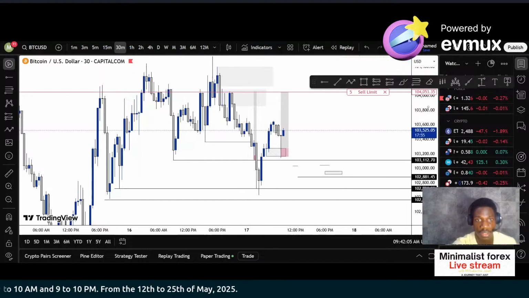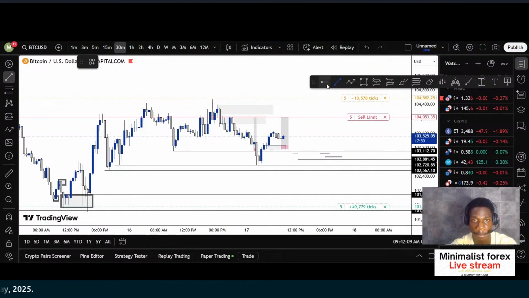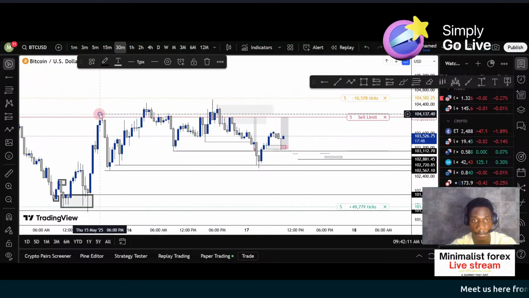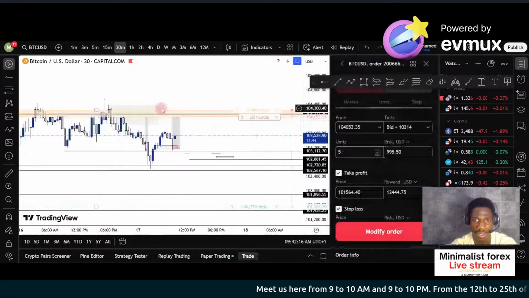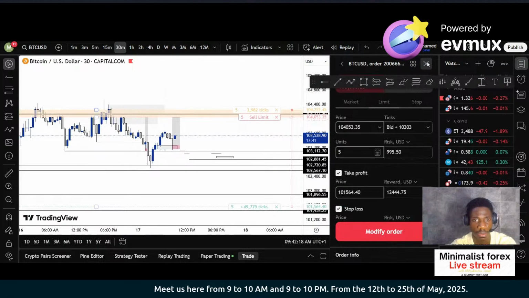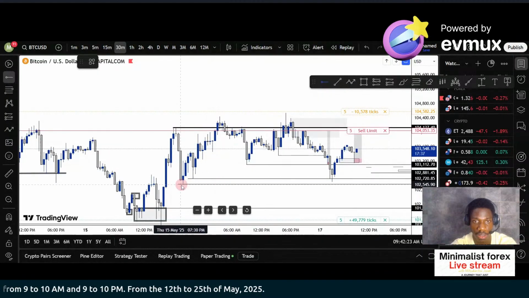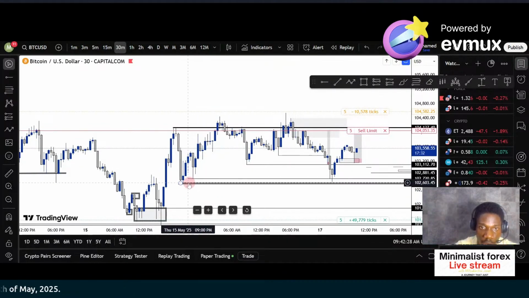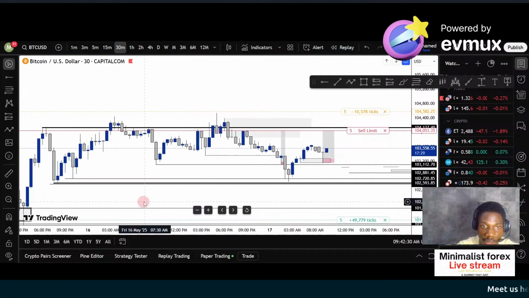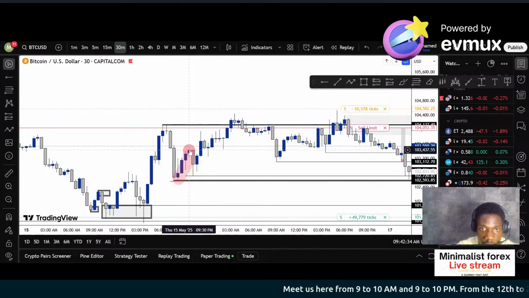Because why did price do that? The same example, the same scenario I was giving. There's a high here. My chart is so cluttered. There's a high here and there's a low here, right? And price went up from this low to create this high. But price failed to break above.